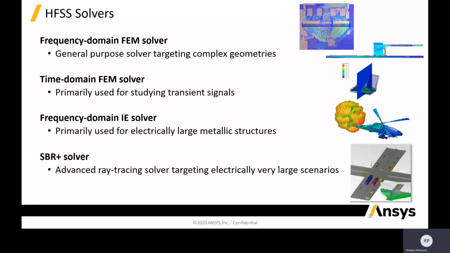And then we finally have an SBR+ solver. It's an advanced ray tracing solver targeting electrically very large scenarios, as you can see here on the bottom right, where we have an automotive radar simulation going on for a complicated intersection.